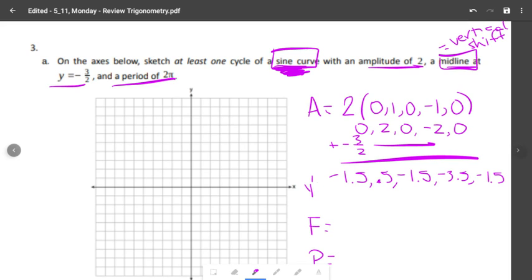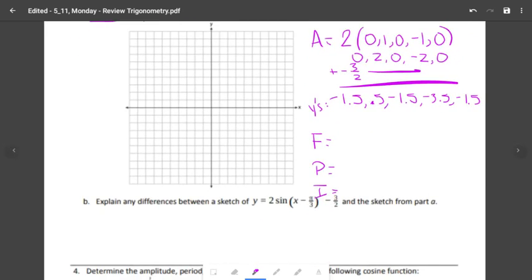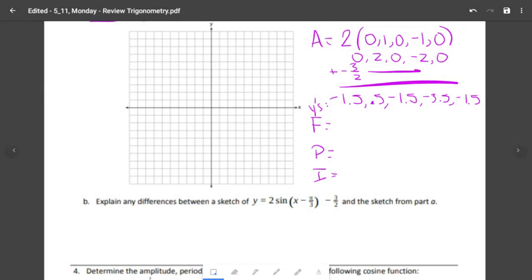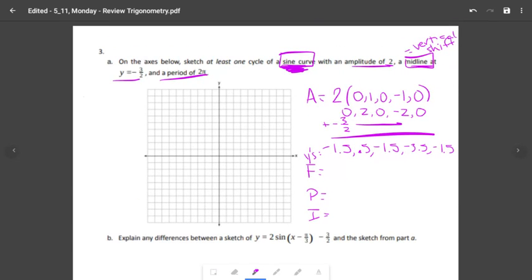These are my y's. So if you're going to make a table, our y's: -1.5, 0.5, -1.5, -3.5, and -1.5.